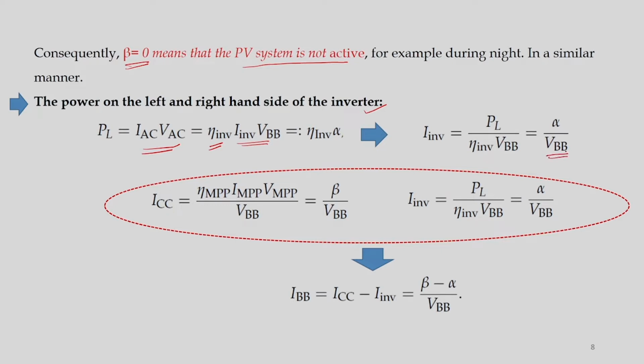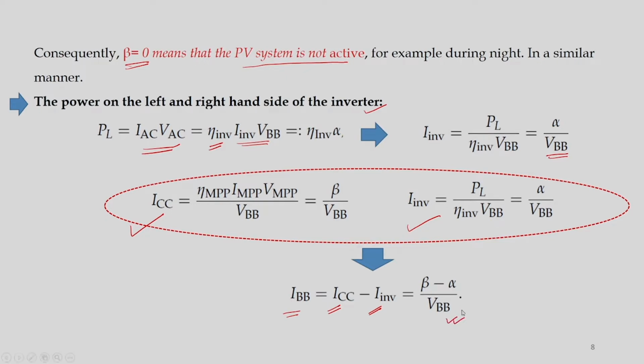Now we have two expressions, I_CC and I_inverter. So, from here we can calculate I_BB. This I_BB is nothing but I_CC minus I_inverter, the charging current minus the inverter current, and this is nothing but beta minus alpha divided by V_BB, right.